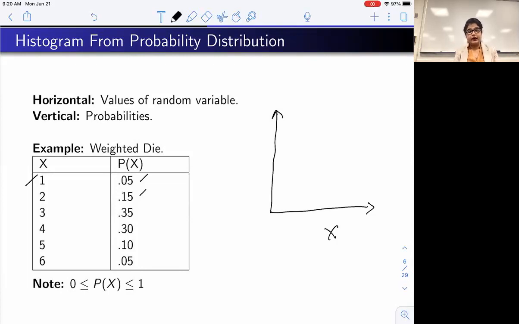So what it does, the probability for 1 will be 0.05. So it means a 5% chance that I am going to get 1. For 2, 0.15 means a 15% chance, 35% chance that I am going to get 3, 30% chance that I am going to get 4, and 10% chance I am going to get 5, and 5% chance I am going to get 6. So you know that probability always exists between 0 and 1, like certain or uncertain.